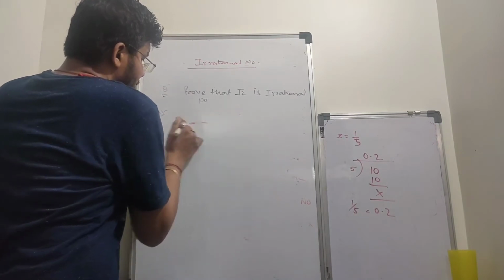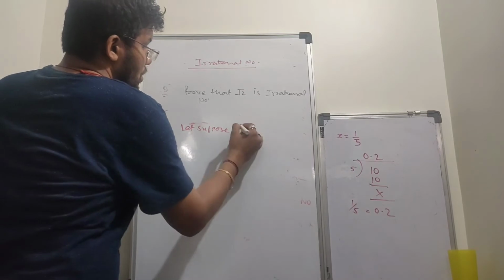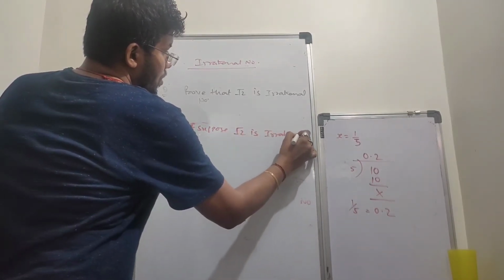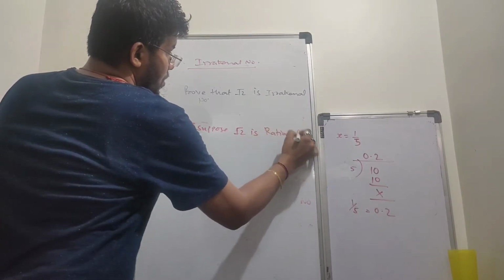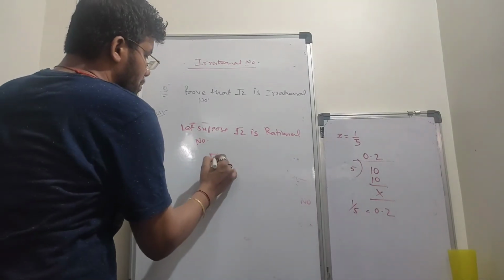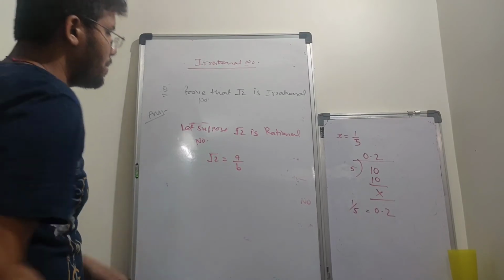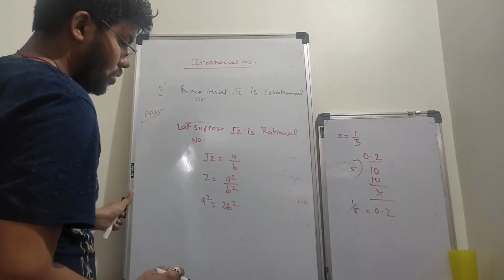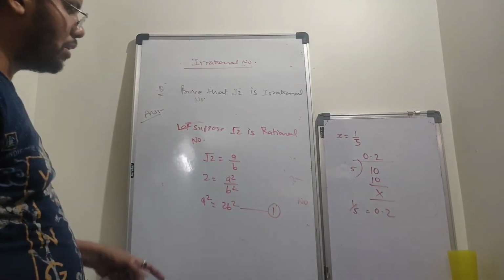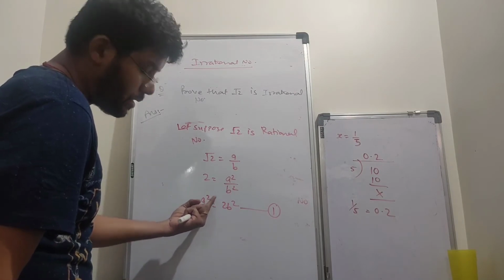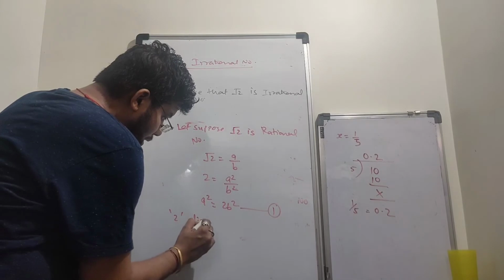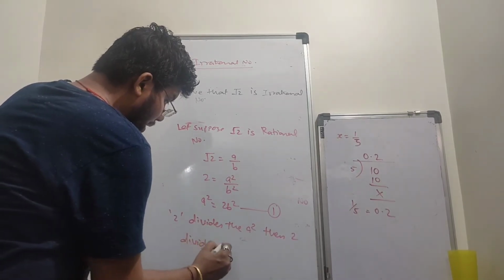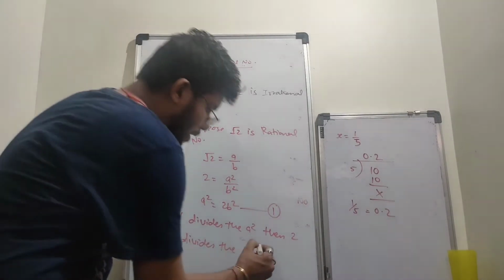Let's suppose that root 2 is a rational number. If it is a rational number, it can be expressed in the form of P by Q or A by B. So root 2 is A by B. So 2 is equal to A square upon B square. So A square is equal to 2B square. By observing this equation 1, we conclude that A square has a factor 2. So we can say that 2 divides A square, then 2 divides A. That we conclude on the basis of theorem 1.3.